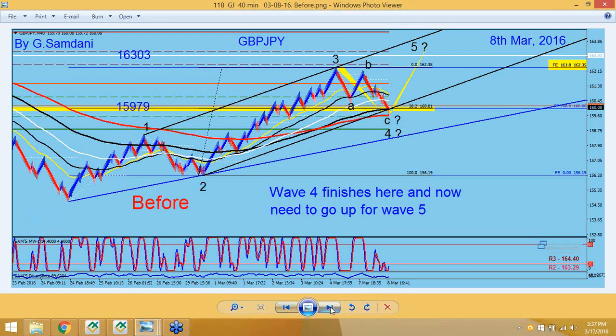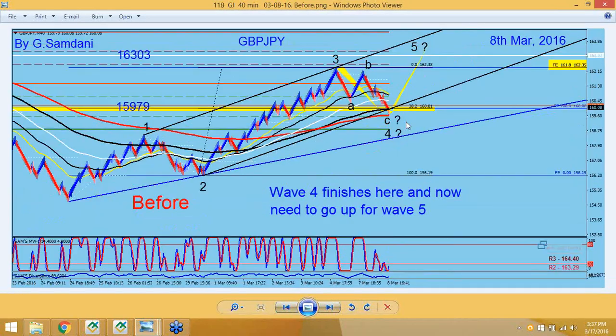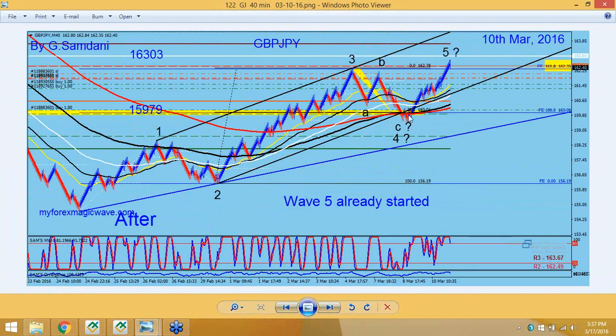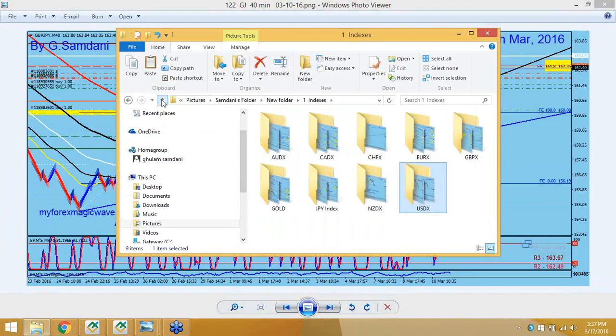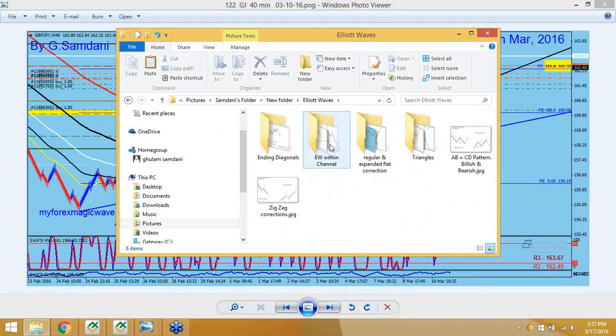So for wave 5, this is the before chart, and now we're going to go up, and this is how we went up. I start taking my longs. You can see the 9th of March. This chart was the 8th, the next day, and then after that on the 10th, you can see my first entry was here, the second and the third, and all the way to the upside. Very, very good day, good trades. But once all this finished, 1, 2, 3, 4, 5, what really happened is that I forgot to open the chart. I'll show you that we need to come down for a correction in A, B, C fashion.